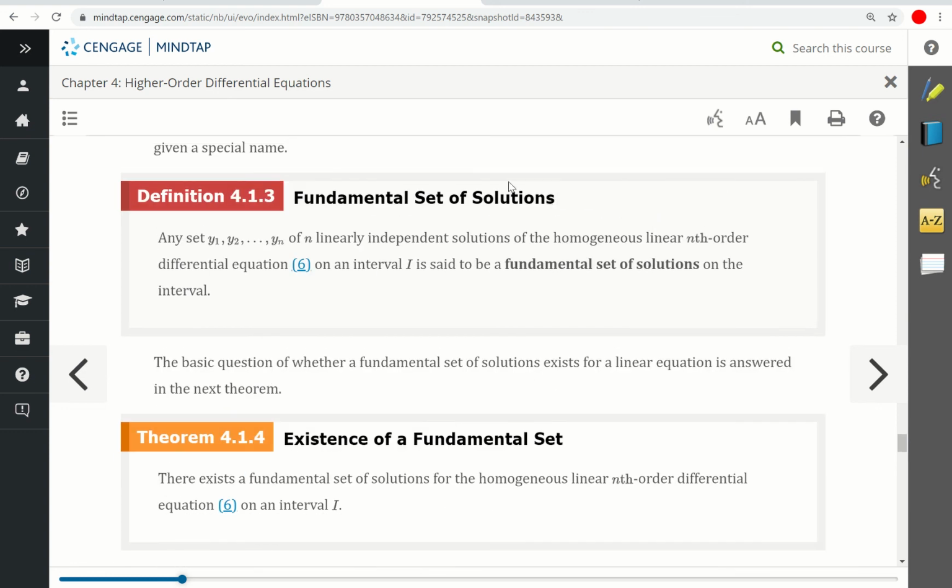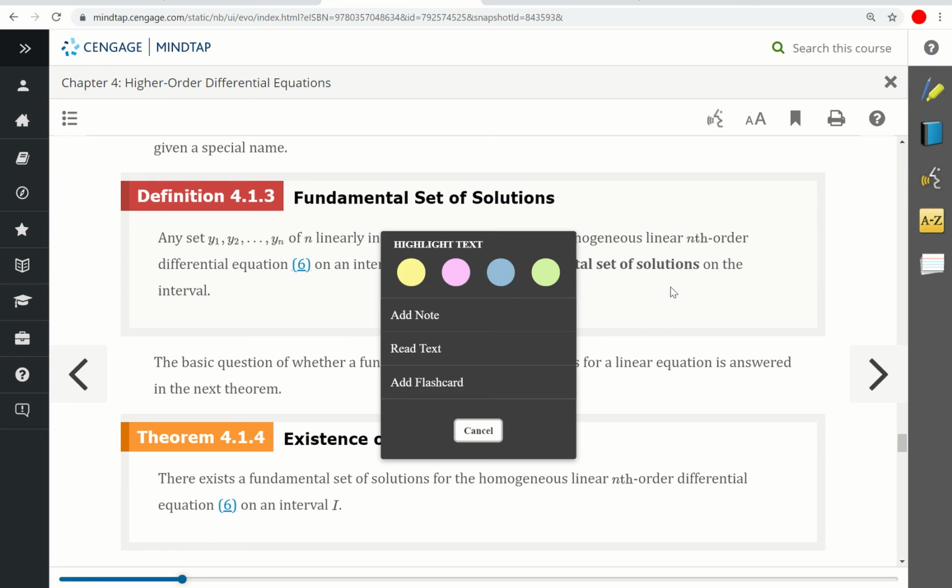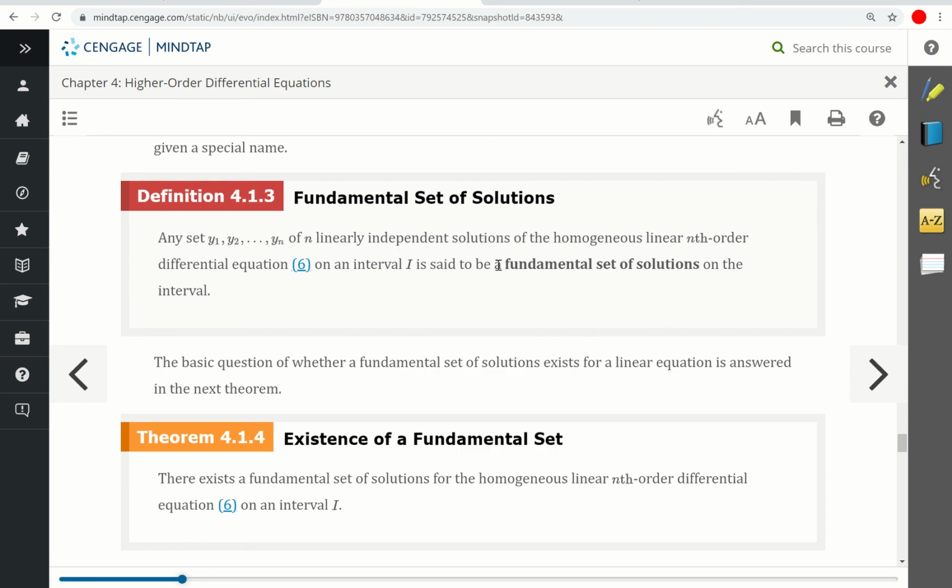This now brings us to definition 4.13, which is the fundamental set of solutions. Let's suppose we have functions y1 through yn, which is a collection of linearly independent solutions of the homogeneous linear nth order differential equation on an interval I. It is said to be a fundamental set of solutions on the interval. It's very important to notice the terminology here. It's said to be a fundamental set of solutions, not the fundamental set of solutions. All that's saying is that if you have these collections of functions and they're linearly independent, that provides us with one fundamental set of solutions.